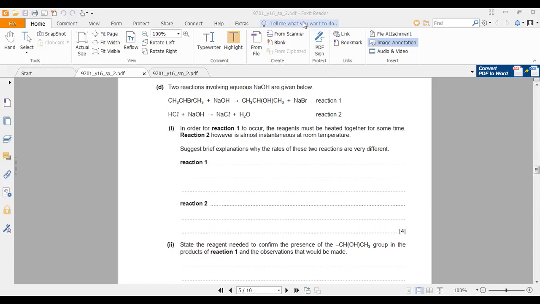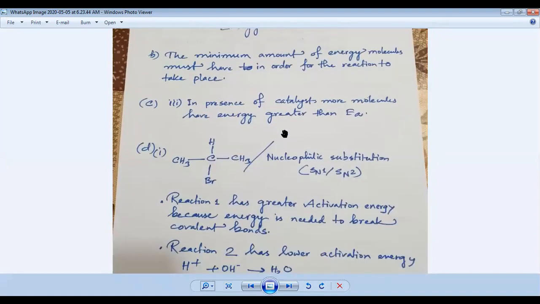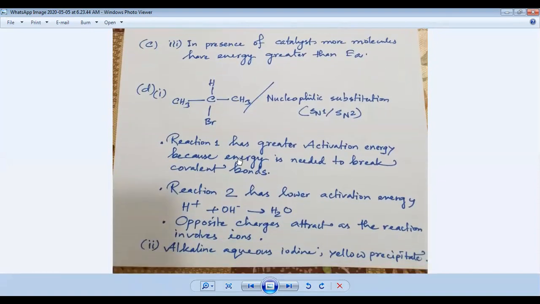Okay, so look at this. I can show you the reaction here so that you can understand. I have written it here. Reaction 1 is a nucleophilic substitution reaction. I have drawn it here because it is a 2-degree halogenoalkane, as you can see from the drawing. So it will undergo nucleophilic substitution. Reaction 1 has greater activation energy because energy is needed to break covalent bonds. Reaction 2 has lower activation energy because the reaction is the ion equation. If you write the ion equation, it will be H+ and OH- giving H2O. Opposite charges attract as the reaction involves ions.